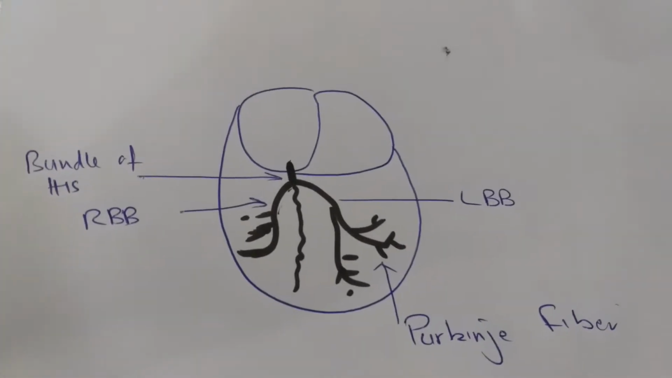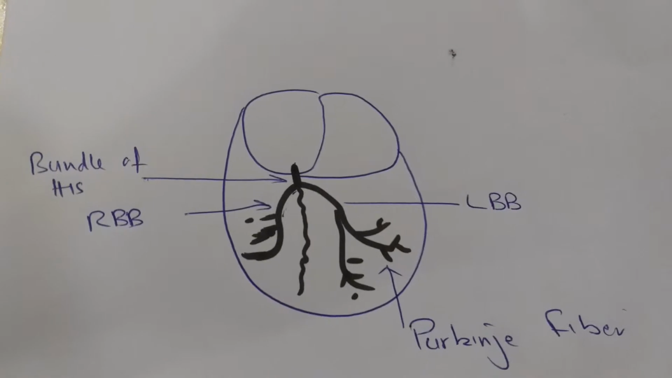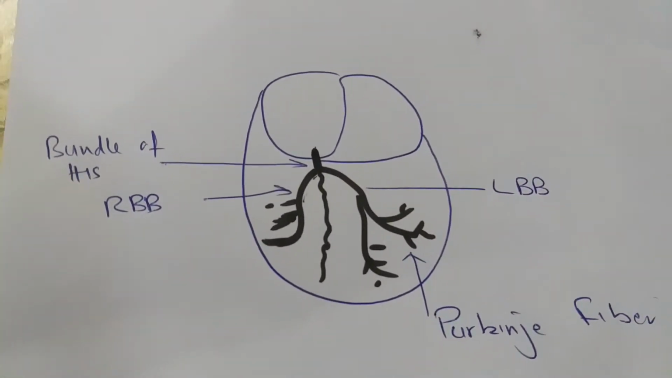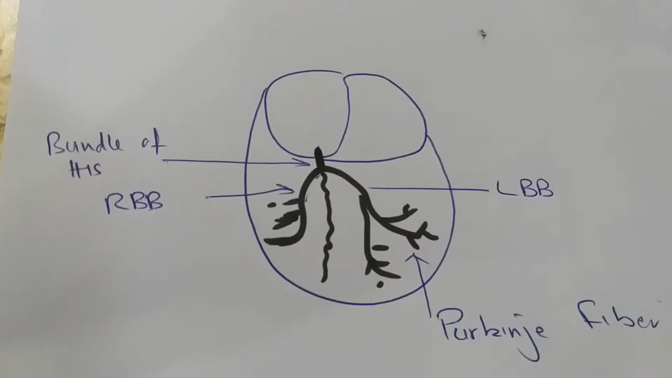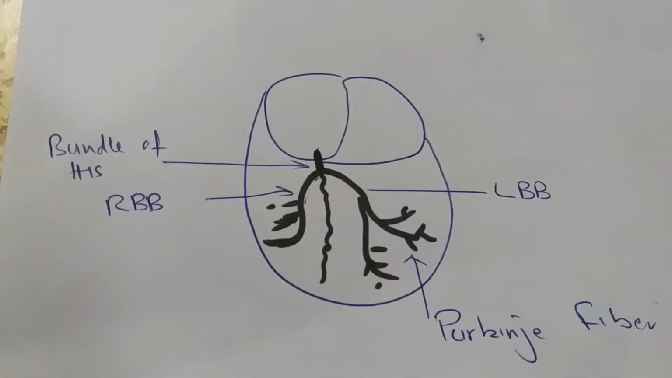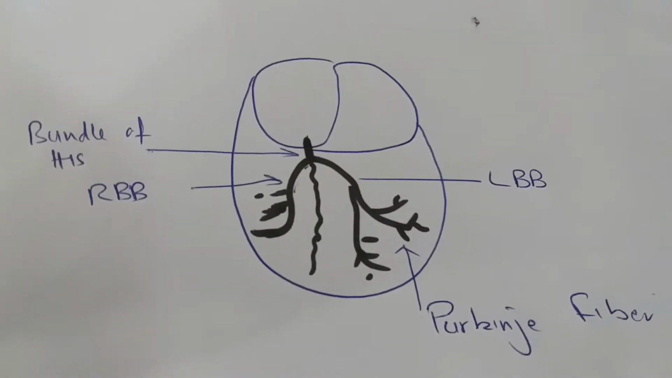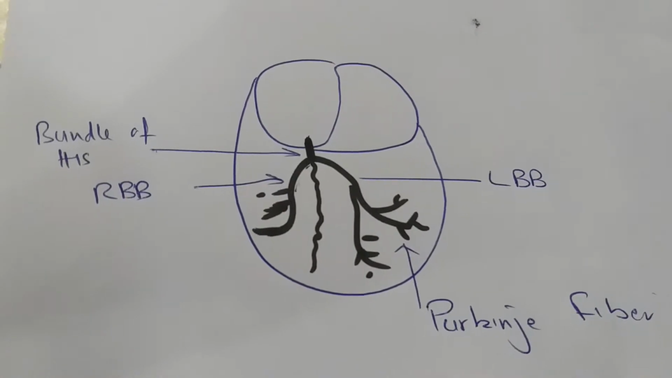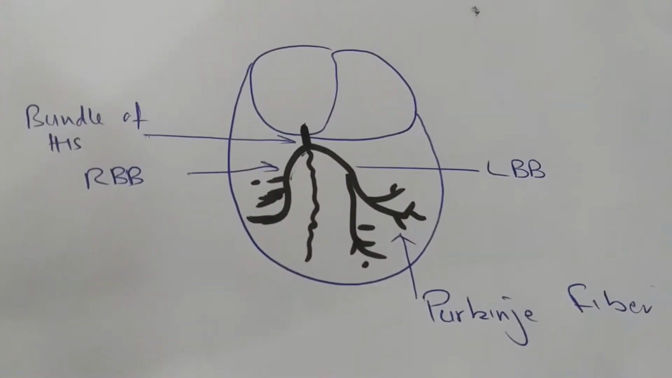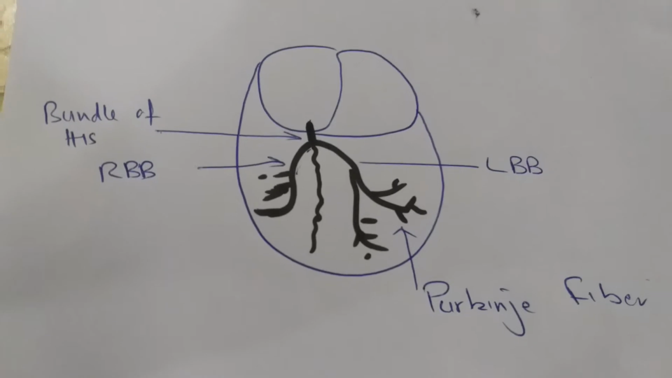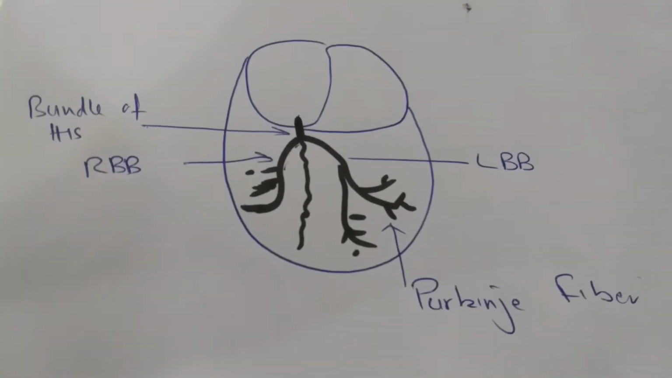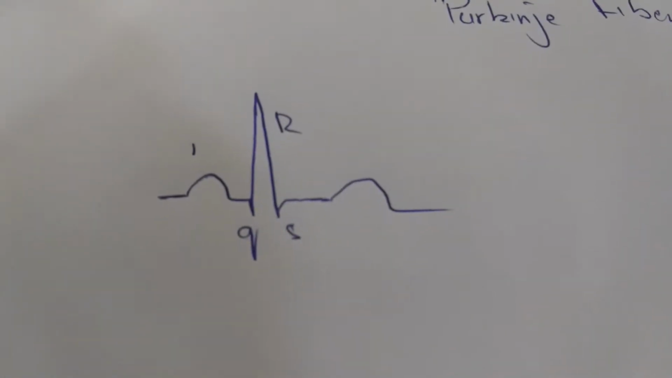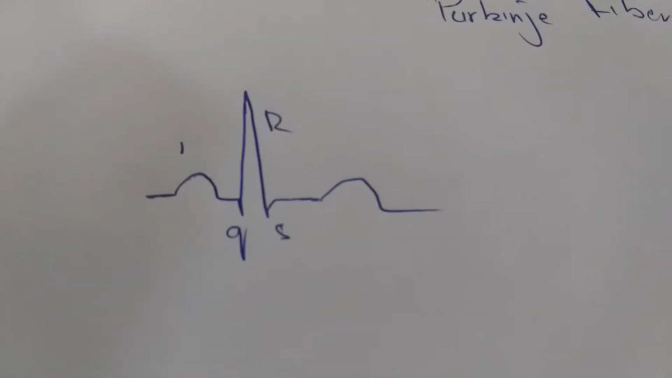The third part of the impulse transmission from the SA node to the ventricle is when the impulse enters through the AV node into the bundle of His. Then it first gives the septal branch, and then it simultaneously enters into the right bundle branch and left bundle branch. There are two fascicles of the left bundle branch, anterior and posterior. At the end of the right and left bundle branches there are Purkinje fibers, and from the Purkinje fibers this impulse enters into the ventricular muscle and causes the depolarization of the ventricular muscle, which generates the QRS complex.